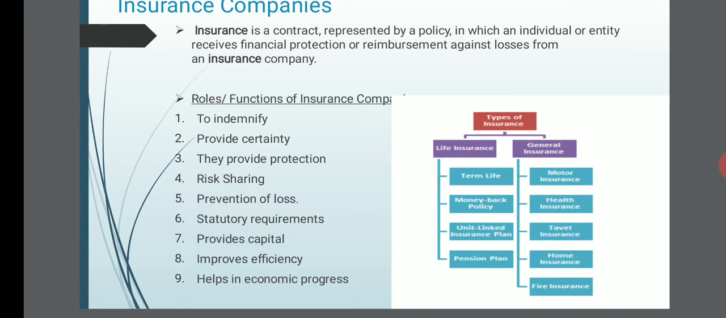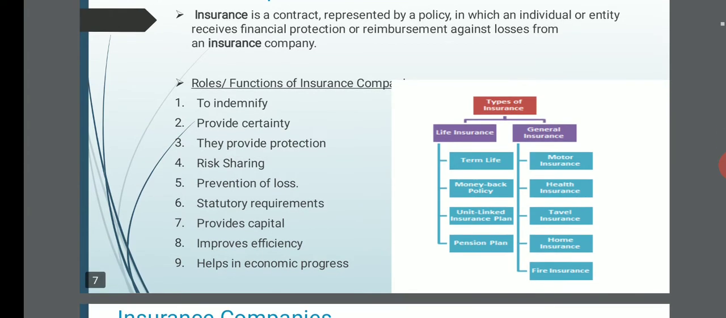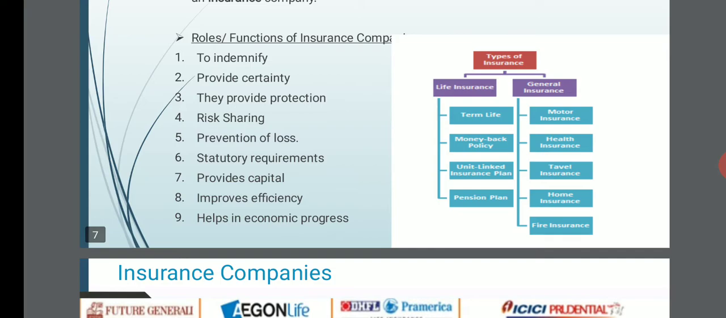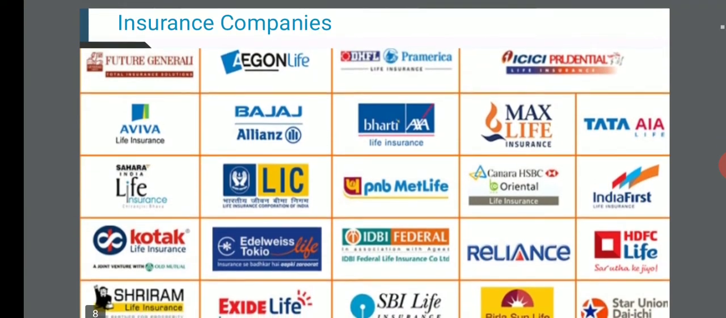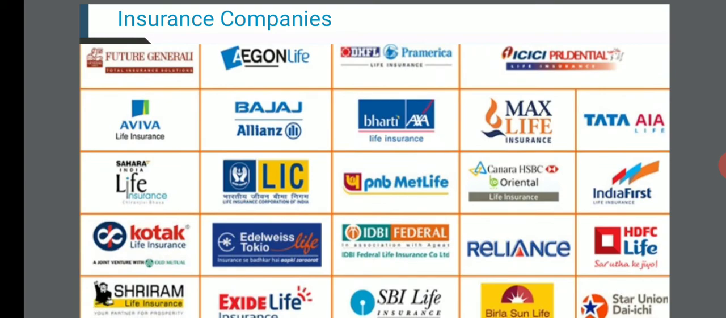General insurance is the insurance which is not life insurance, like fire insurance, motor insurance, marine insurance. They all are general insurance. What are the kinds of general insurance? Motor insurance, health insurance, travel insurance, home insurance, fire insurance. We already know about these types of insurance. Anything which is not life insurance is general insurance. Now let us look at some insurance companies. These are some of the insurance companies we have in India.